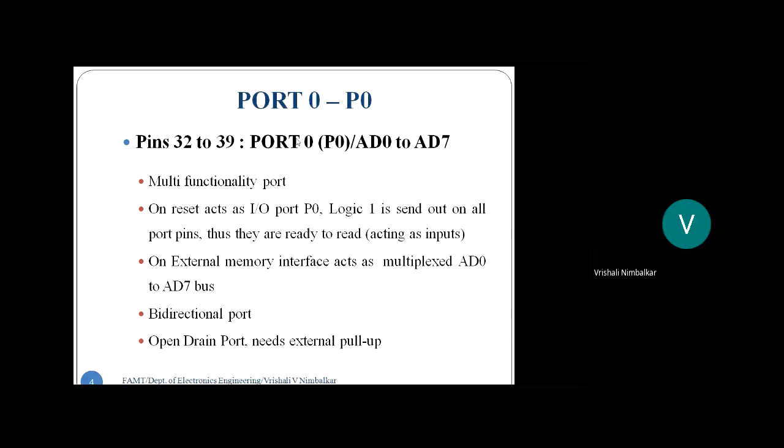And along with that, port 0 is a multifunctionality port. From the name itself, pin number 32 to pin number 39 are going to perform multiple functions. What are those multiple functions? The pins are going to operate as IO port pins, or as lower address bus A0 to A7 pins, or as data bus D0 to D7 pins. So port 0 has 3 functionalities. Hence it is called a multi-function port.